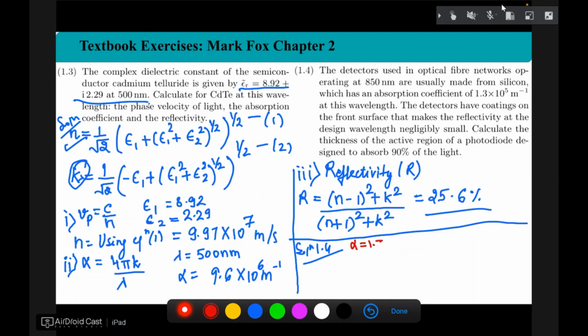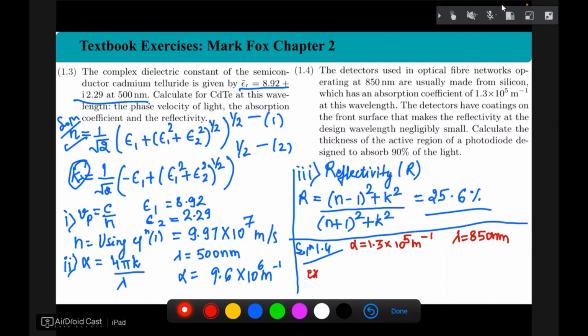Alpha is equal to 1.3 × 10^5 meter inverse at this wavelength. So lambda is equal to 850 nanometer. The detectors have coatings on the front surface that make the reflectivity at the design wavelength negligibly small. So calculate the thickness of the active region of a photodiode designed to absorb 90% of the light. So 90% of the light is absorbed, and we have to find out the length, the thickness of the active region.